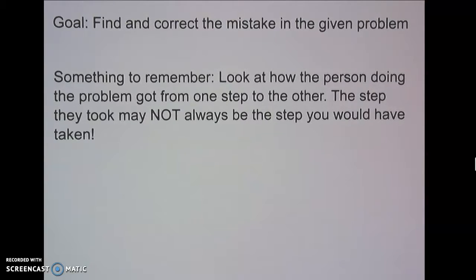Okay, more often than not, it's going to be in the work that they actually did, the computations, and not the reasoning, but we have to look everywhere. So something to remember, we need to look at how the person doing the problem got from one step to another. The step they took may not always be the step that you would have taken. So you need to be very careful to remember that as we're going through and working on these questions.